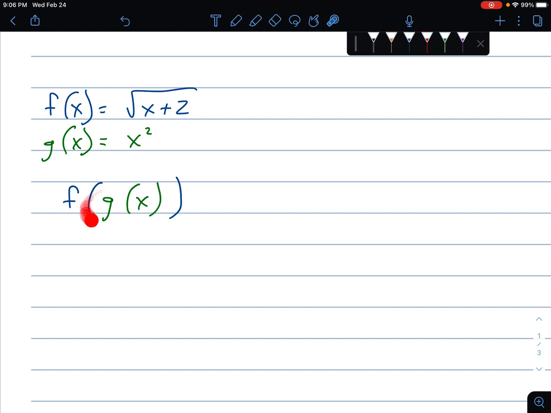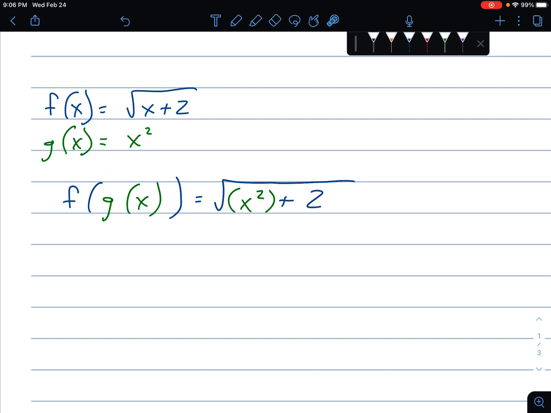Okay, so here's g as the inside. g is the inside. So I'm going to take f. There's f. And I want to put g of x, which is this, everywhere I see an x up here. So here's an x. I'm going to replace that x with g of x. Everywhere I see an x in f, I'm going to replace that with g of x.